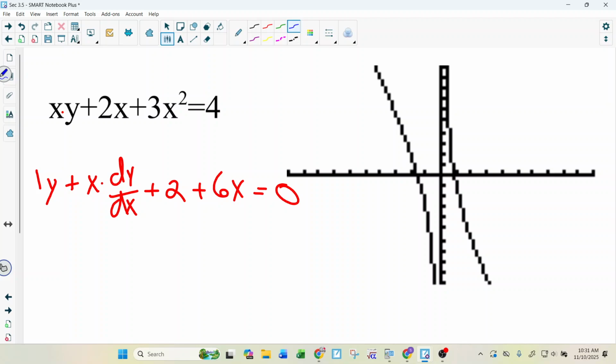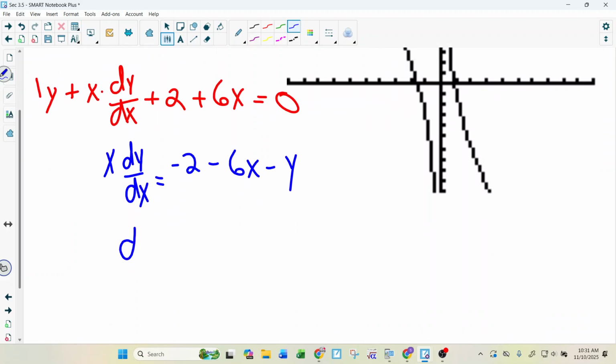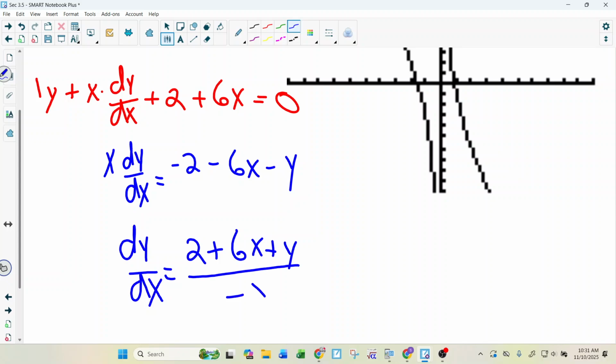Now we are solving for dy dx. So if we're solving for dy dx, we take everything to the other side, and finally, we divide by x. I'm going to put the negative on the bottom instead of all the ones on the top being negative because I just think it looks nicer.